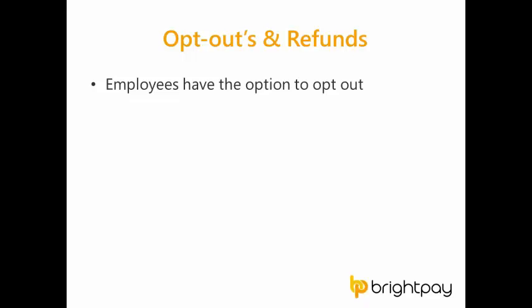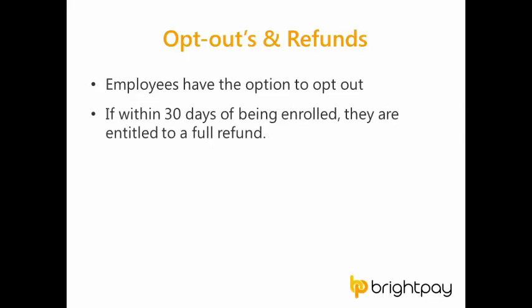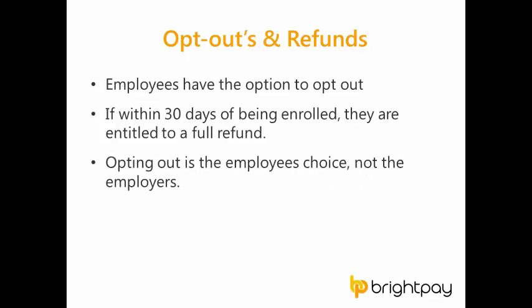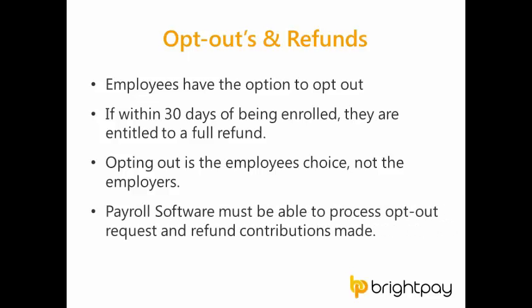Once an employee has been enrolled, they have the option to opt out of the workplace pension scheme. They may decide to opt out because they have something else in place, for example, rental property. If an employee chooses to opt out within 30 days, they are entitled to a full refund of contributions made. It must be the employee's choice alone to opt out. The employer must not sway the decision in any way. You must make sure that your payroll software is able to process opt-out requests and refund the contributions to the employee.